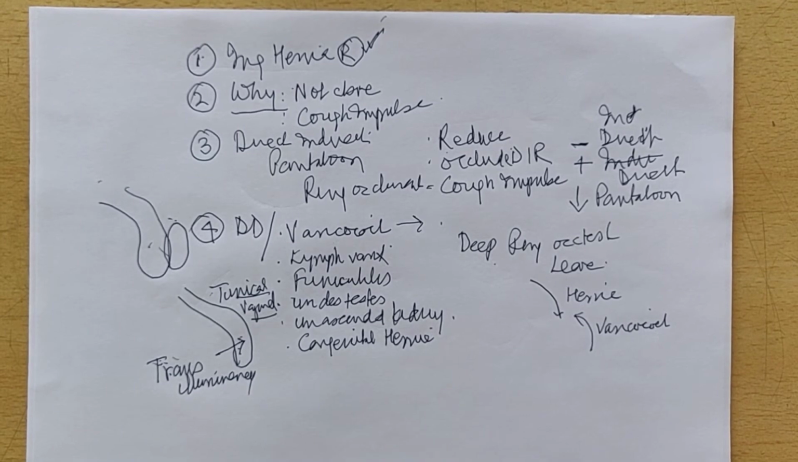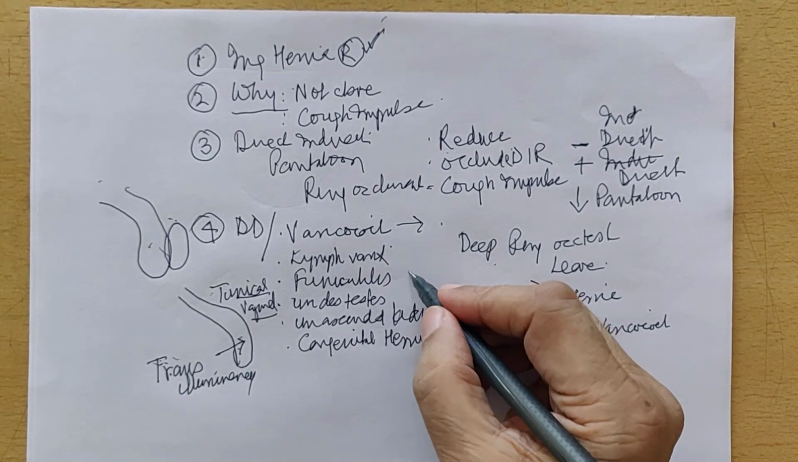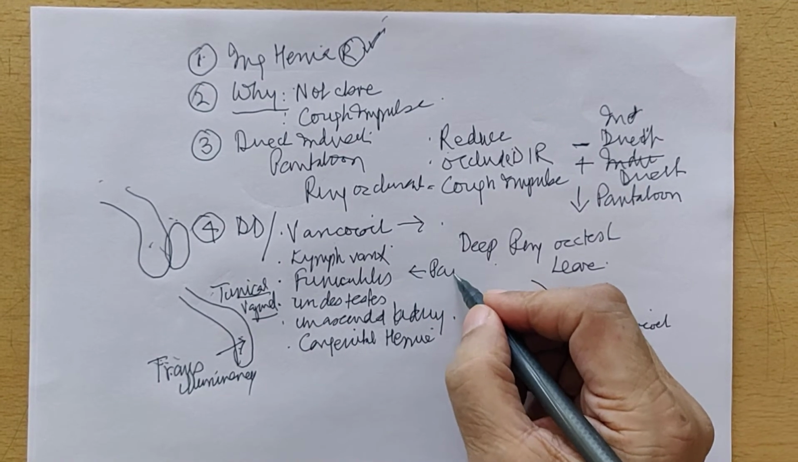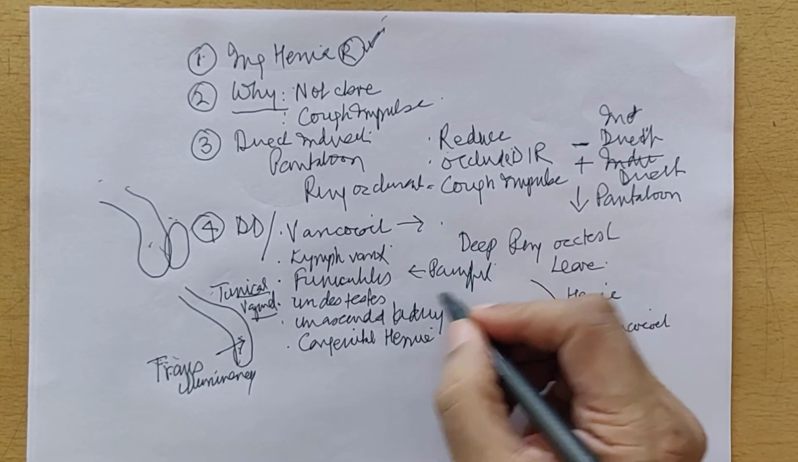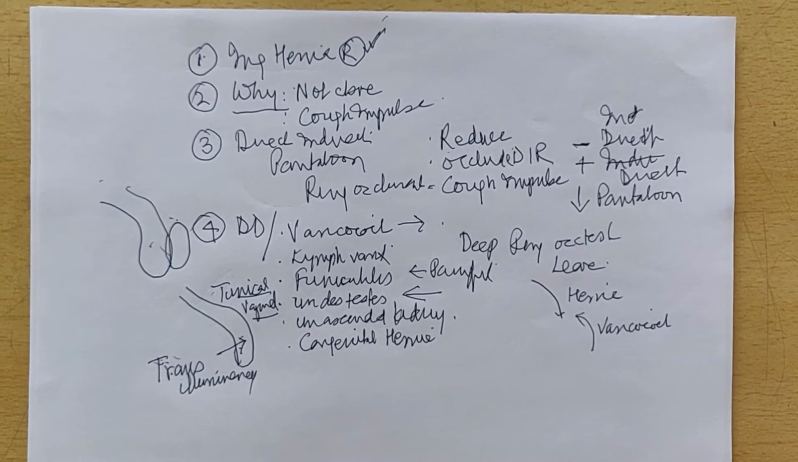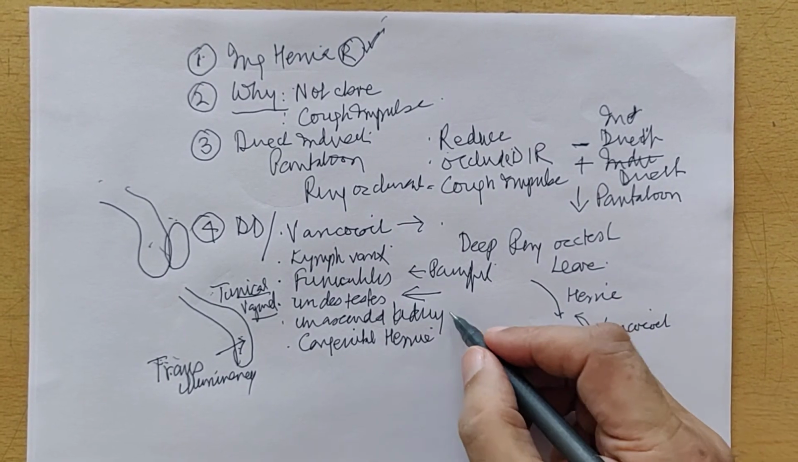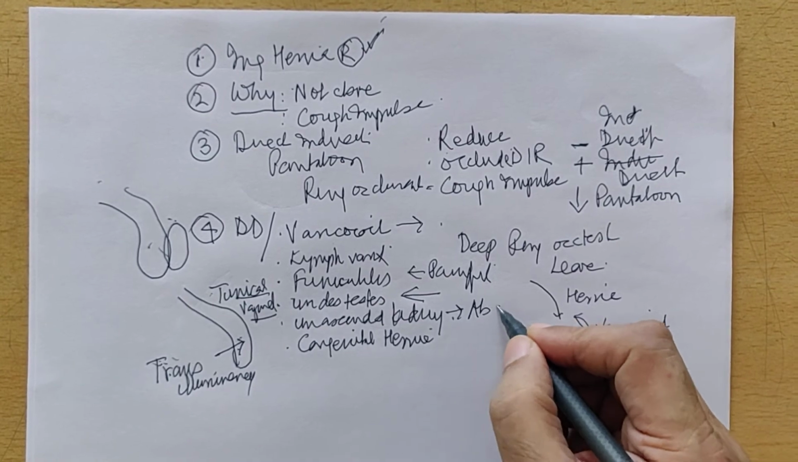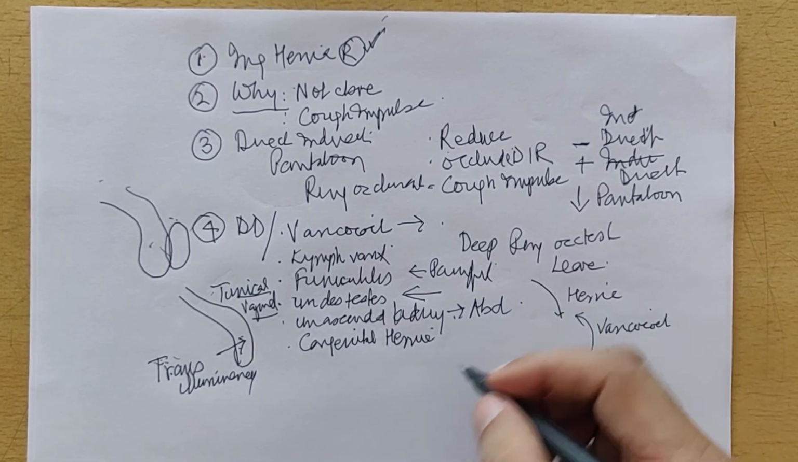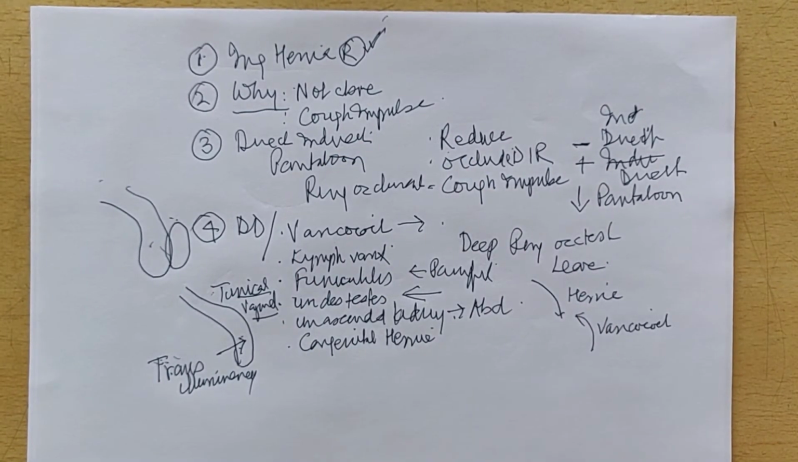So funiculitis will be painful. In undescended testes, there will be no testes in the scrotum, and in unascended kidney, it is in the abdomen, not in the hernial region. So this is the differential diagnosis of inguinal hernia, and how you will answer why not this.